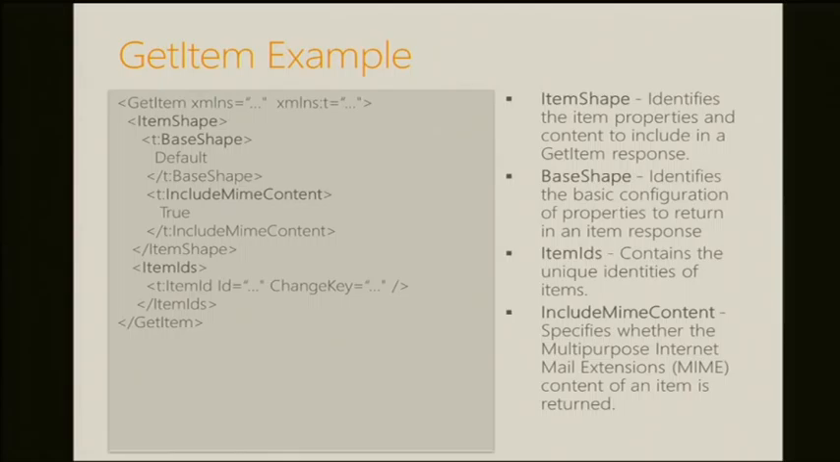Another thing that we'll come back to is include MIME content. So you can actually retrieve the MIME content for any given message. And we'll talk a little bit about where you might want to do that and what that means in a moment. But that's how you do that. So it's not actually a property like when we were looking at before in the additional properties declaration. It's just a separate flag that you set to true.